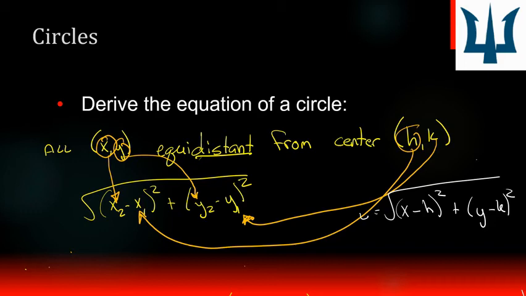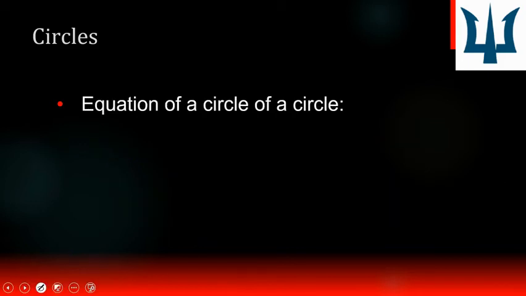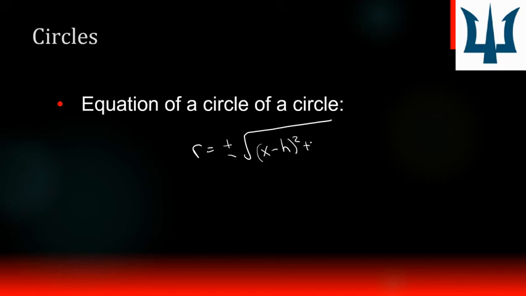Now, that equidistant, we need to name that something. I want to call that the radius, because that's how far it is from the center to the edge. So when we're talking about that equation of a circle, we have a couple ways of writing it. One is r equals plus or minus the square root of x minus h squared plus y minus k squared. And remember, when we take a square root, we have to remember our plus minus. Otherwise, it would only be a semicircle.